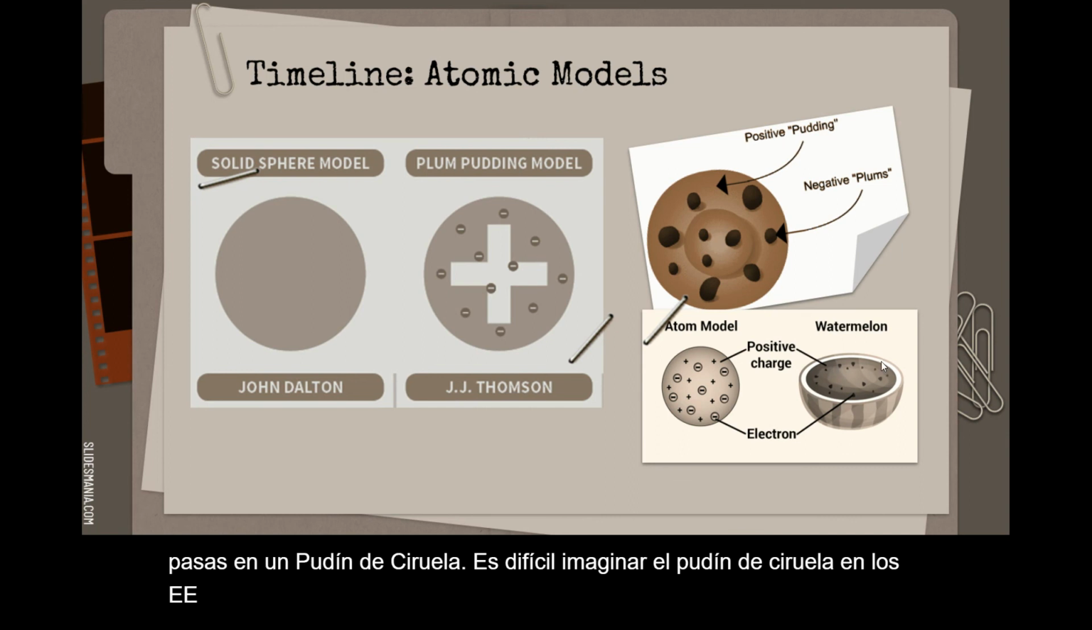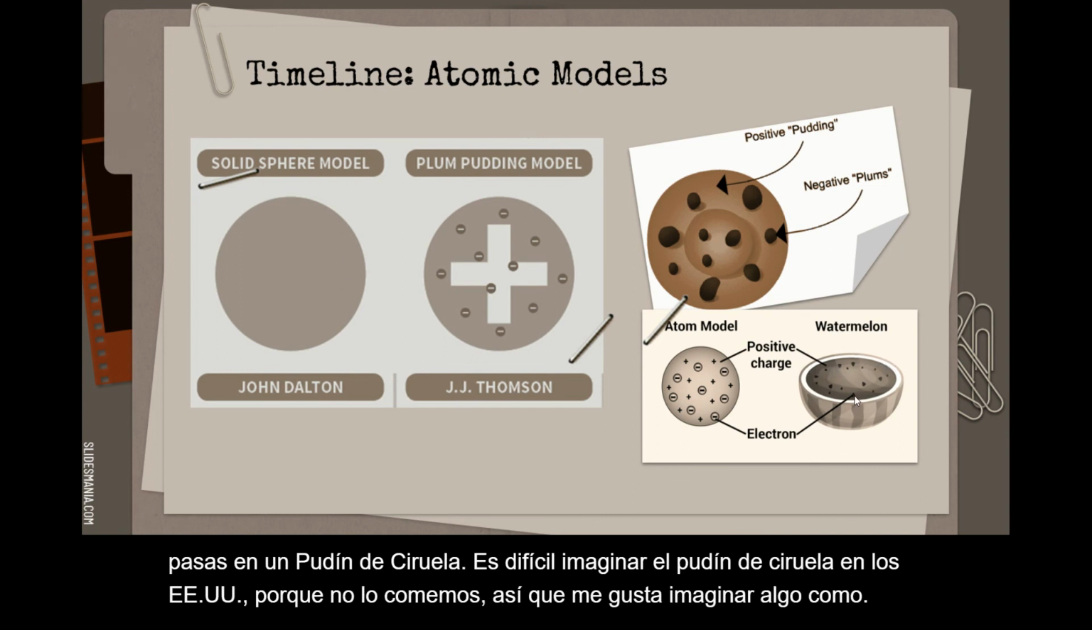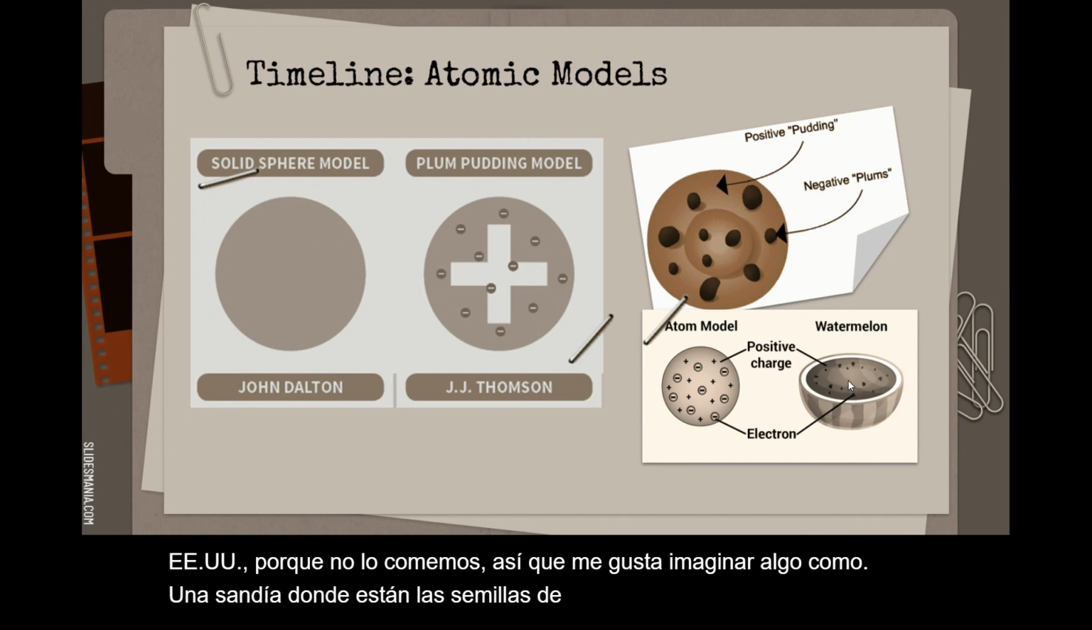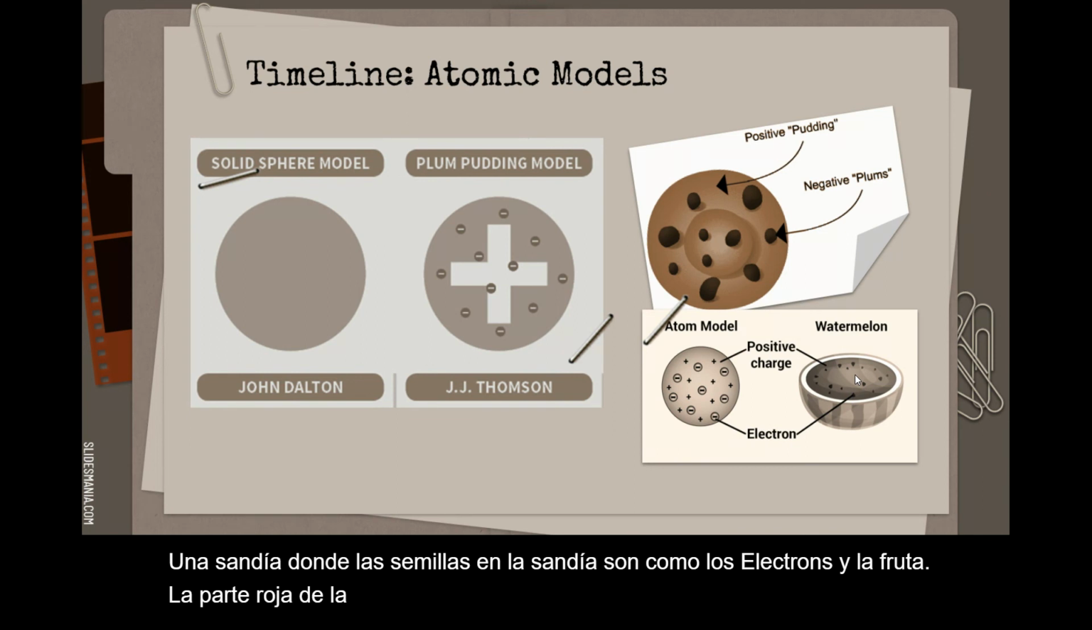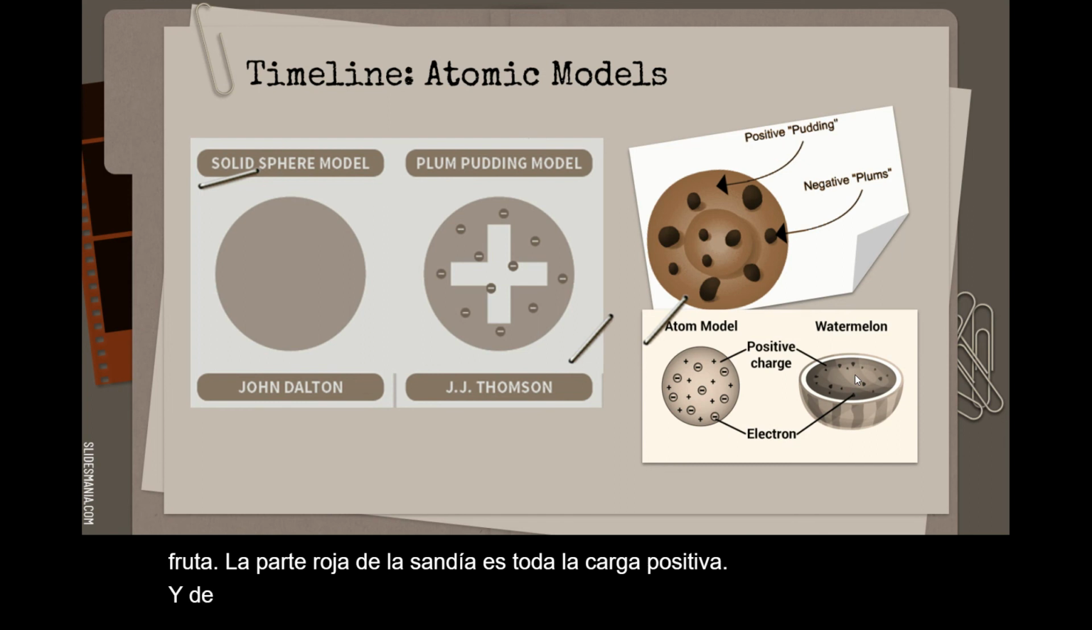So I like to imagine something like a watermelon, where the seeds in the watermelon are like the electrons, and the fruit, the red part of the watermelon, are all the positive charge. And from this, J.J. Thomson opened up the gates for more experimentation.